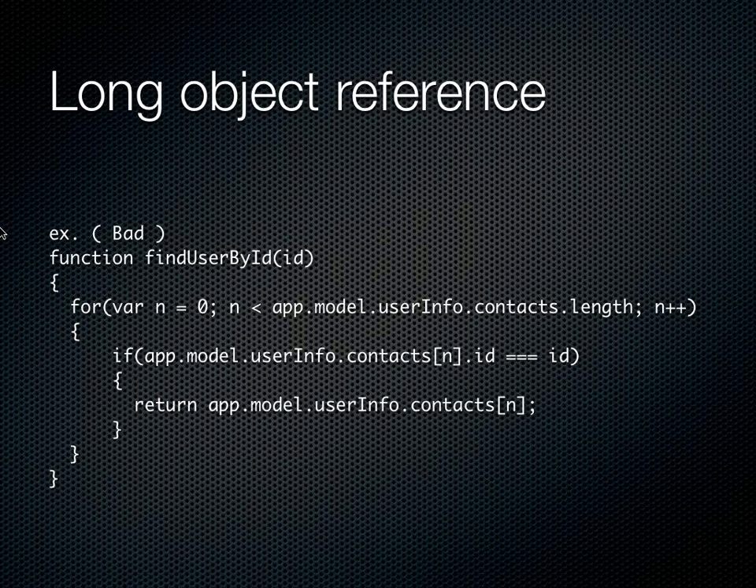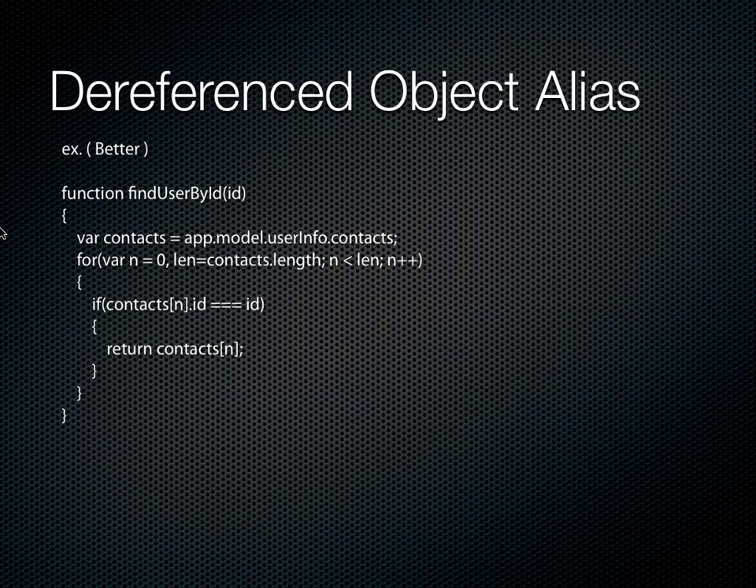The problem here is the fact that we're dereferencing this long variable every single time. The app.model.userinfo.contacts array has to be dereferenced. A better way to do that is to store an alias to that contacts object. Now we've declared a local variable in our own scope pointing to that same array, and now we can loop over the contacts in that array, perform our search, and return the particular contact.